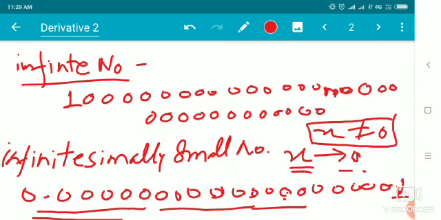So an infinitesimally small number is a number which cannot be written on a piece of paper. It is so small that we cannot write it on a piece of paper. It tends to 0, but it is not equal to 0. This is the definition of infinitesimally small. So these two terms must be clear, okay, so that we can understand derivative.